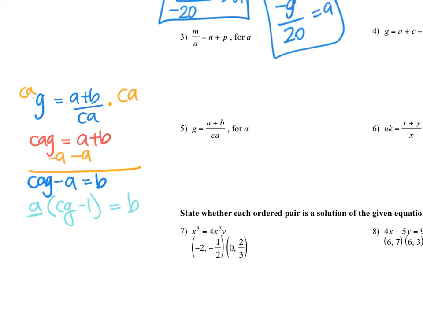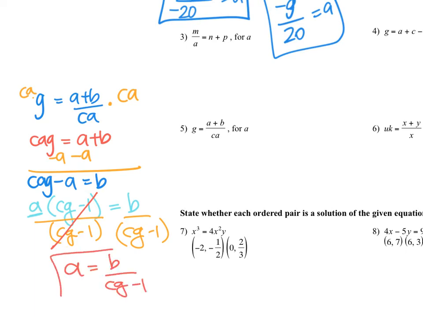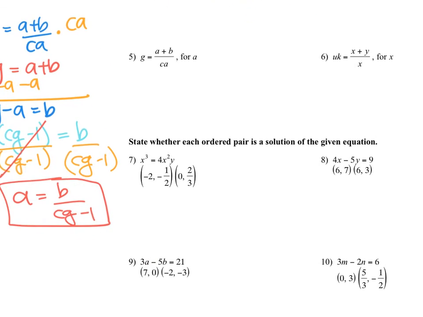Now that I have a alone, I can get rid of my cg minus 1 because it's being multiplied. The opposite of multiplying is dividing, so I'm going to cross that out. So a equals b over cg minus 1. And I'm done. All right, next section.